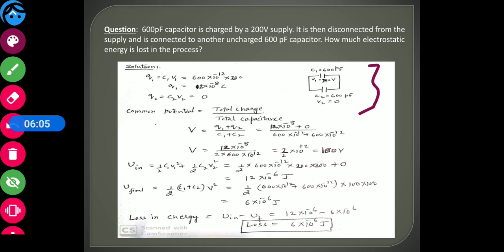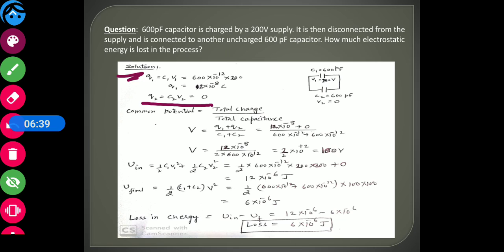So in the form of a diagram, first capacitor C1 is 600 picofarad, V1 is 200 volt, C2 is 600 picofarad and V2 is 0. If you draw a diagram, it makes it very easy to understand. From here we can calculate the charge Q1 and Q2. Q1 is equal to C1 V1 and Q2 is C2 V2. Since V2 is 0, no charge is on the second capacitor, and the first capacitor has charge C1 V1.